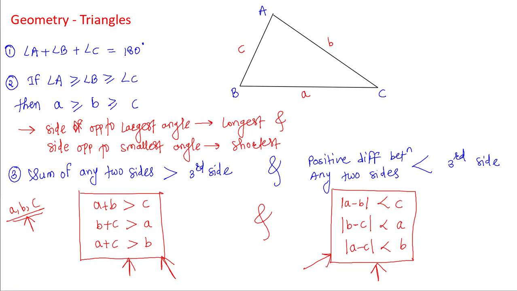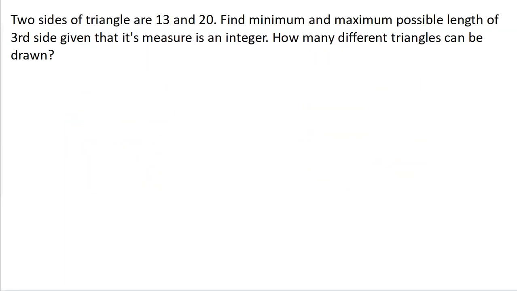So now, in the exam, how will the question come? Let's have a look at the question, which is a CAT level question. The question is in front of you. 2 sides of a triangle are 13 and 20. Find the maximum and minimum possible length of the third side given that its measure is an integer. The first question is we want to find the maximum and minimum possible length of the third side if it is an integer. And the second is how many different triangles we can draw.